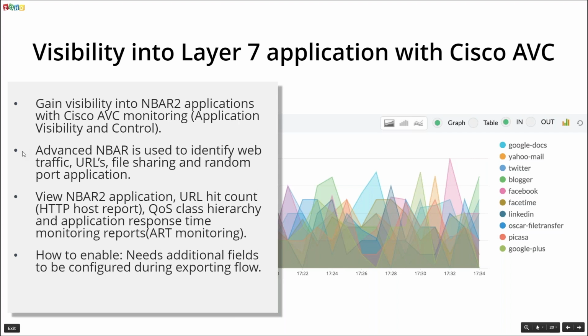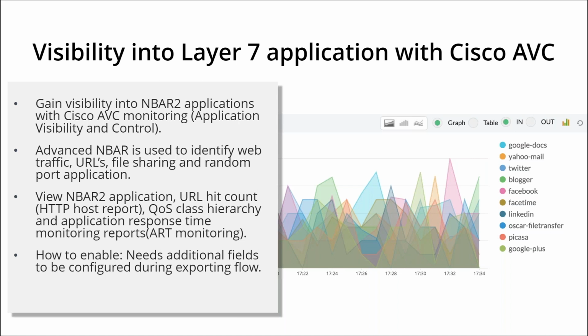So NBAR2, what it does, or the advanced NBAR, is used to identify web traffic, again HTTP and HTTPS, URLs, file sharing, and random port applications. So any application working on the layer 7 platform, you can have that checked. You can view it by the application. You can look into the URL hit count, the QoS, class hierarchy, the application response time, all of that.